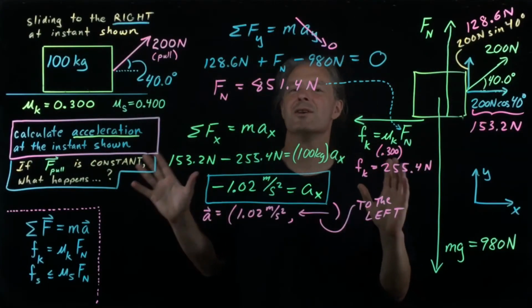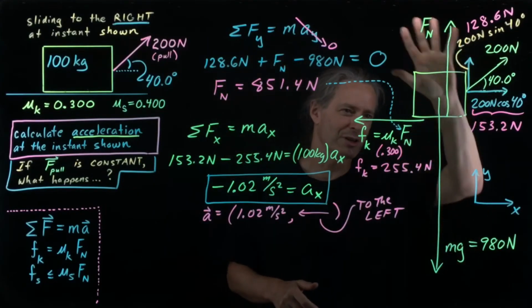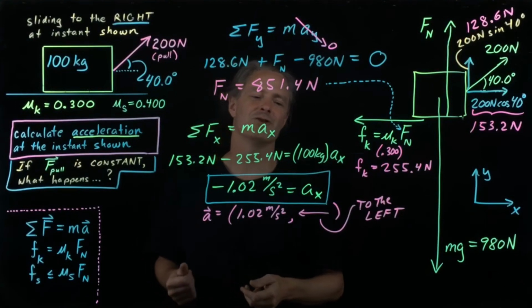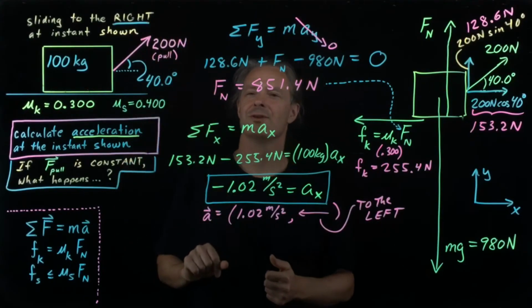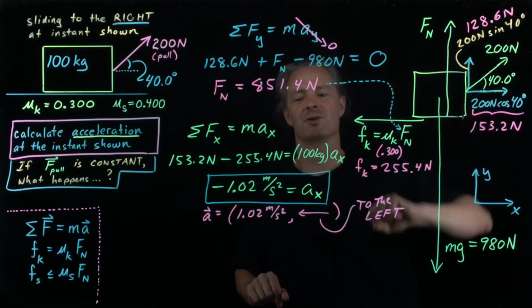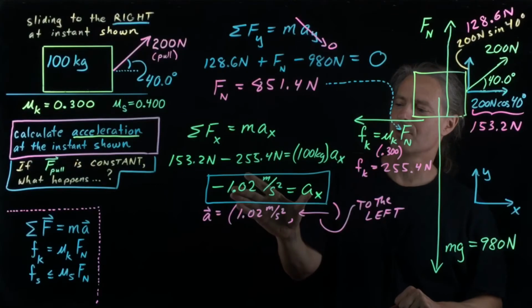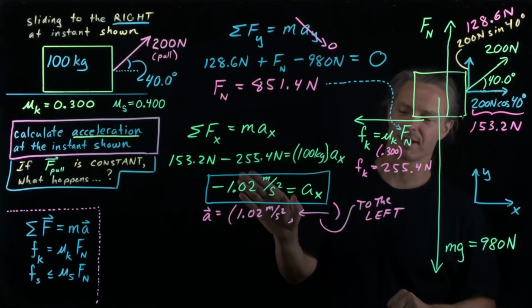Well, I shouldn't say nothing else is going to be changing. No other forces will be changing. Nothing in our geometry of our forces will be changing. So, assuming that the pulling force stays the same, then neither this nor this will change, and the acceleration will continue at 1.02 meters per second squared to the left.